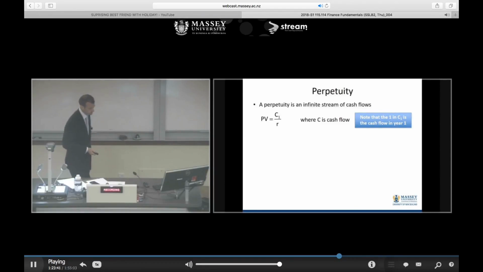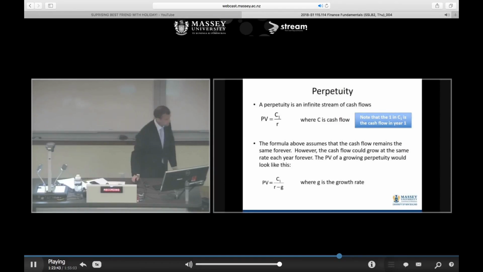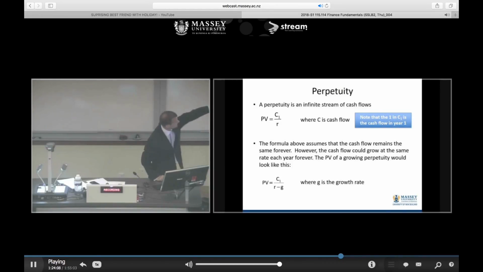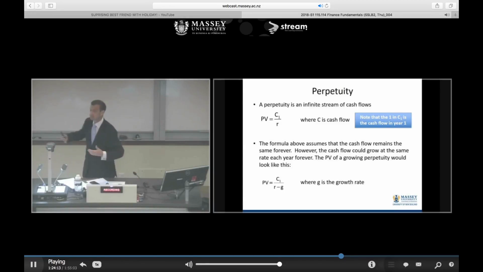So the first formula assumes that the cash flow, C, is the same every single year forever, doesn't change. Whereas the formula below assumes that the cash flow is growing at the same rate every single year forever. And you'll see here G is a new thing, and that's the growth rate. So that might be like we're growing it at 2% per annum. That's what it's growing at.